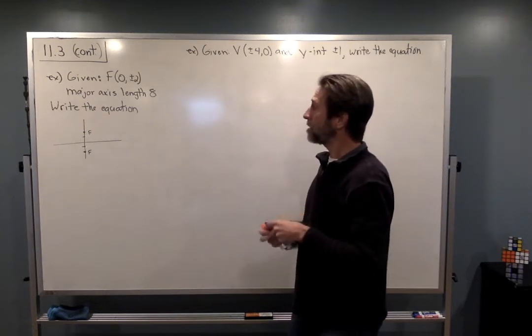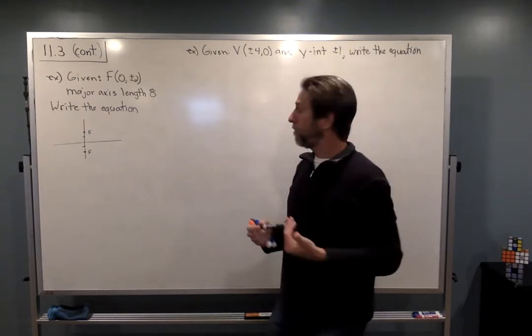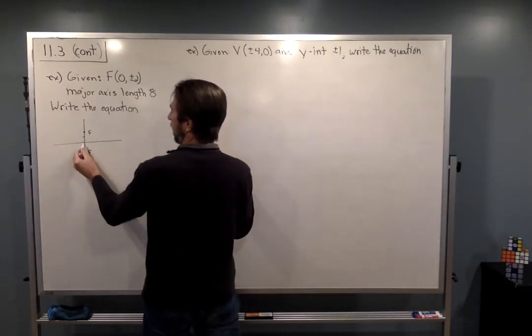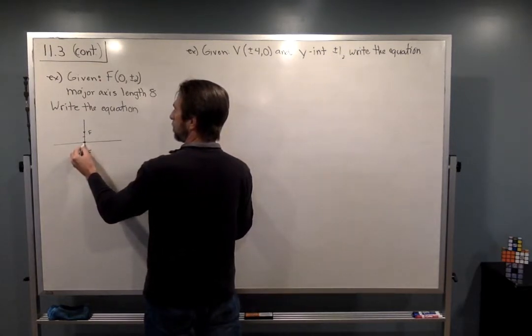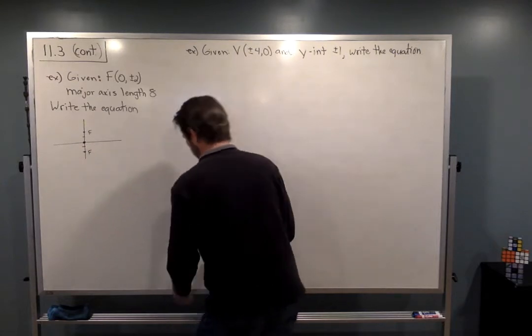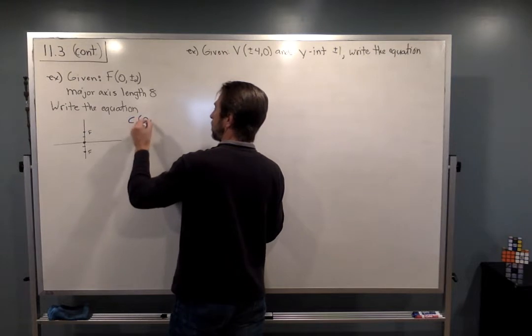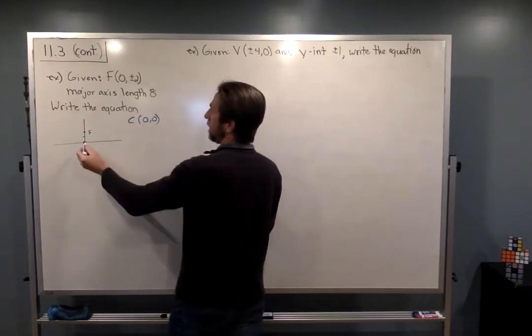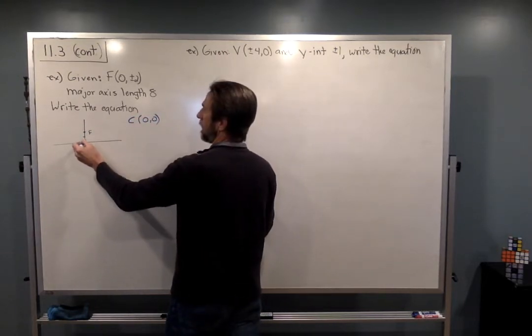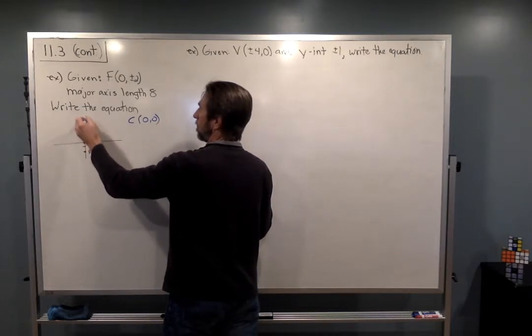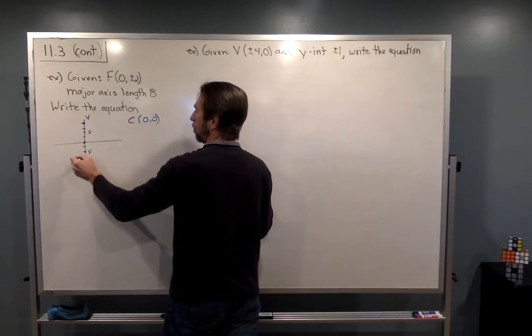The major axis has length 8, while the foci lie along the major axis. Because of that, I know that the center is 0, 0. That's a conclusion I've just made. The center is 0, 0, at the origin. And if the major axis has length 8, I have to go up 4 from the center to get one of the vertices, and down 4 to get the other one.